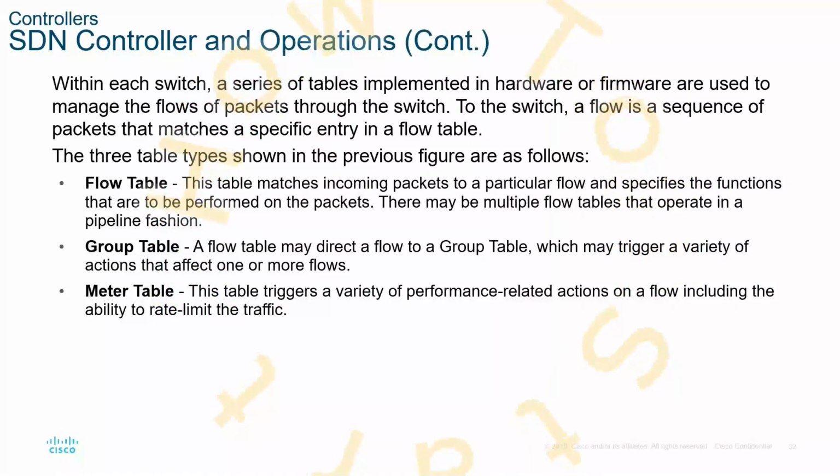So there are three main tables that we need to be aware of: the flow table, the group table, and the meter table. The flow table will match incoming packets to a particular flow and will specify the functions that are to be performed on those packets. A flow table may direct a flow to a group table, and this will trigger a variety of actions affecting one or more data flows. A meter table will trigger a variety of performance-related actions based on a flow, and that will include the ability to rate limit the traffic. So the QoS functionality is going to be part of the meter table, if you didn't know by the name meter.